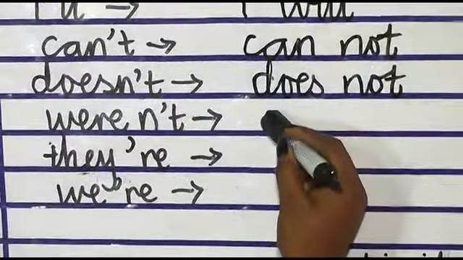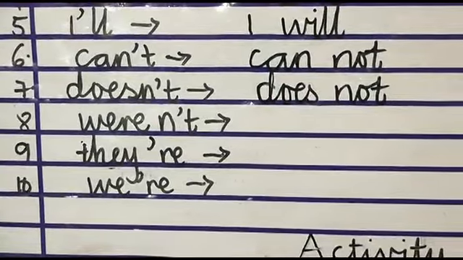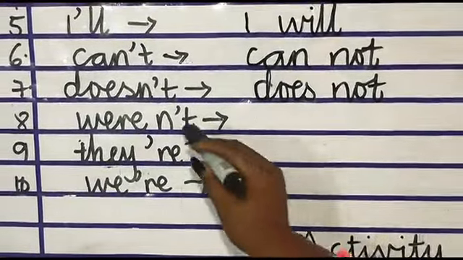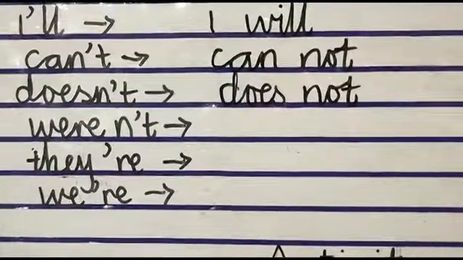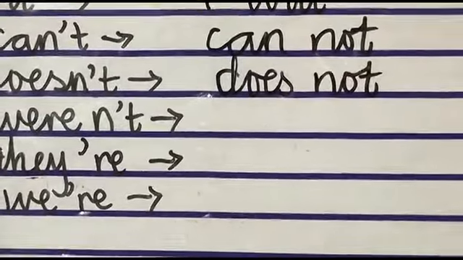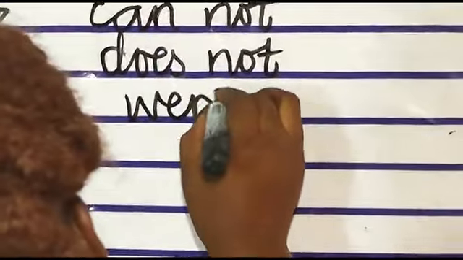That brings us to number eight. You have the word weren't. Now, what letter was removed? I want you to look at it very well and tell me that letter that was removed. Now, we have the word weren't. You should have were not.